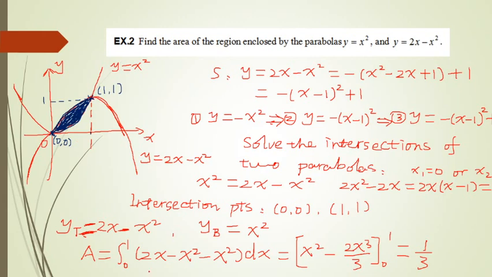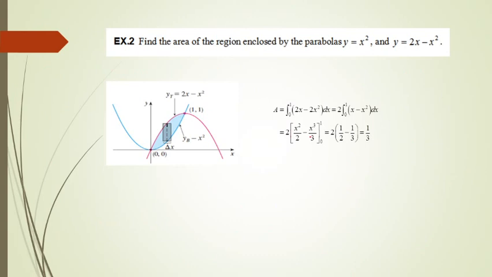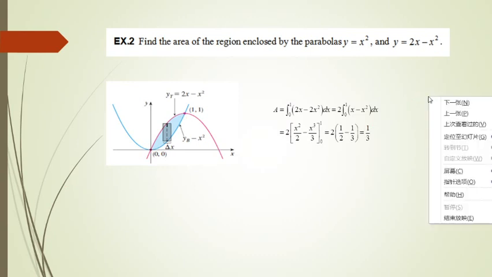So it's pretty quick to evaluate this definite integral, but you need to figure out what is yt, the top curve, what is the bottom curve, and what are A and B. So that is example 2. Yeah, so the answer is 1/3. Okay, 1/3. So the graph is shown here. It's clearer than my hand drawing.